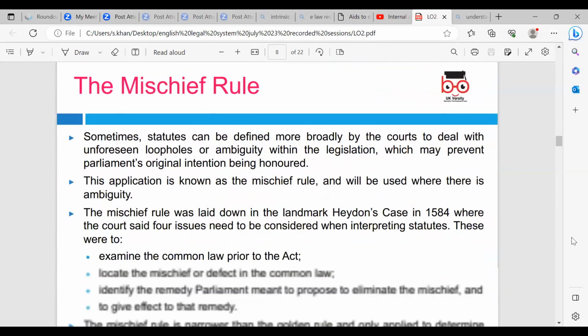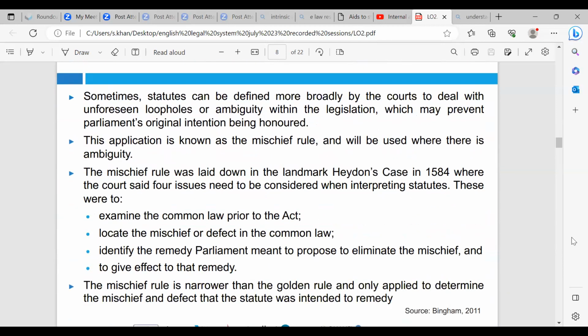So the next rule is the mischief rule. Sometimes statutes can be defined more broadly by the courts to deal with unforeseen loopholes or ambiguities within the legislation, which may prevent Parliament's original intention being honoured. This application is known as the mischief rule and will be used where there is ambiguity.